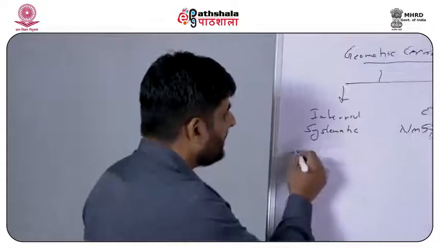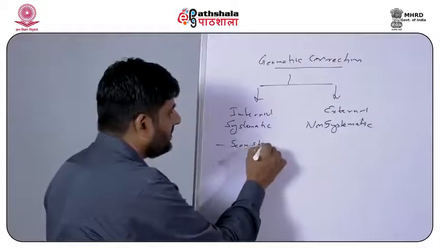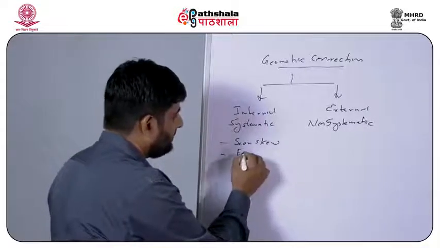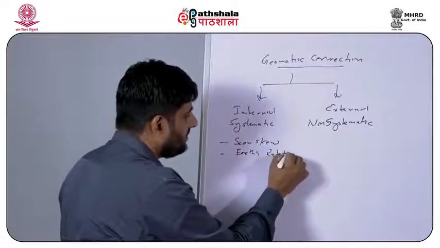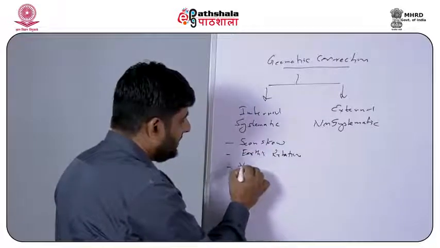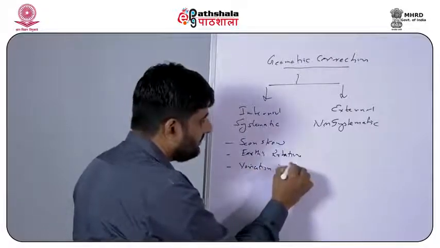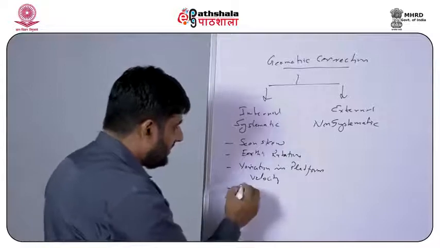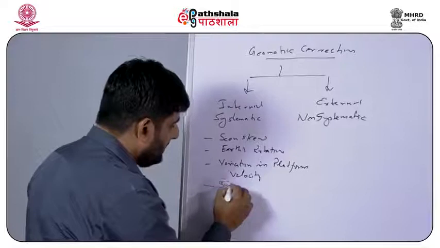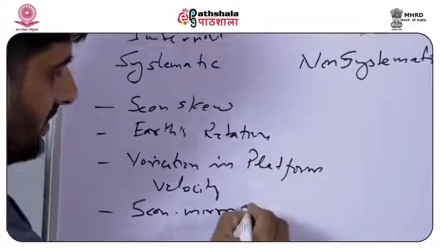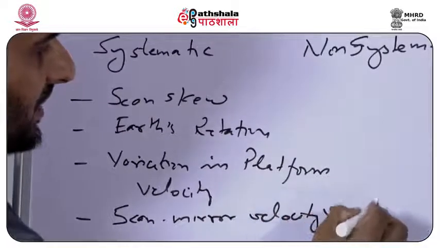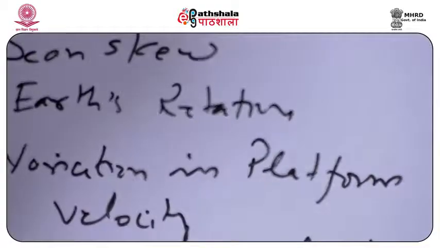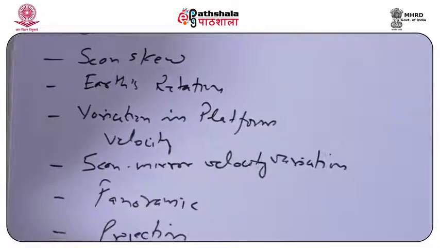These discrepancies include scan skew, then error due to the rotation of the earth, error due to variation in the platform velocity, similarly error due to variation in the velocity of the scan mirror. Apart from these, there may be other reasons also, for example, the panoramic effect, then projection systems, as well as aspect ratio.